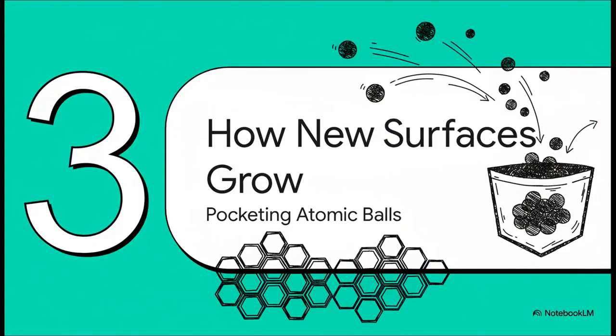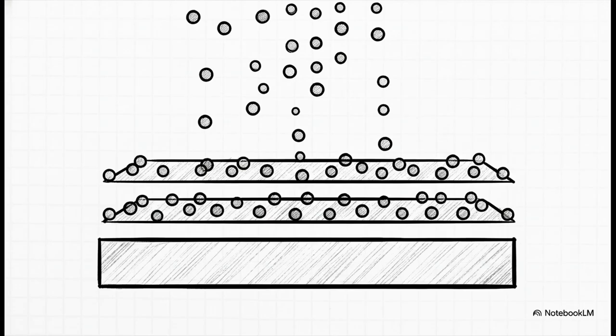So we've successfully knocked all these atoms off the target, but where do they go? Let's get to the final stage of the process, where we see how we pocket these atomic balls to build something completely new. Those atoms that we just ejected travel through the vacuum chamber, and they land on another surface, which we call the substrate. The substrate is basically the canvas for our atomic painting. As more and more atoms land and stick, they build up, layer by perfect layer, forming a brand new, perfectly uniform, and incredibly thin film.